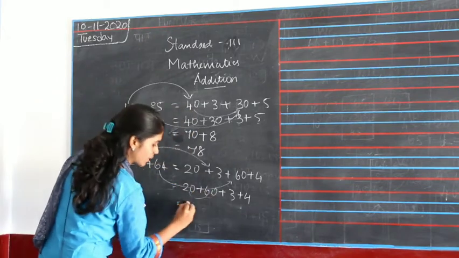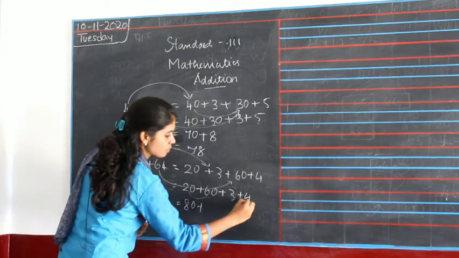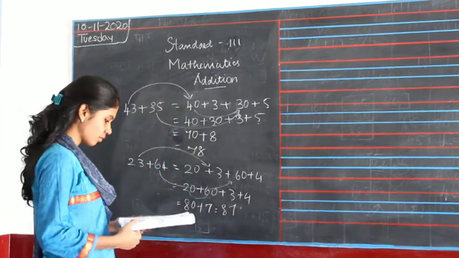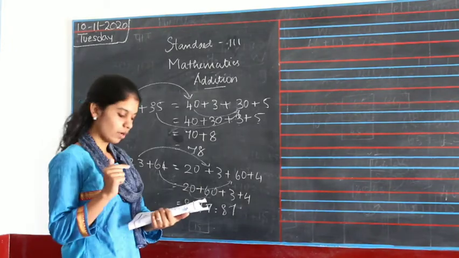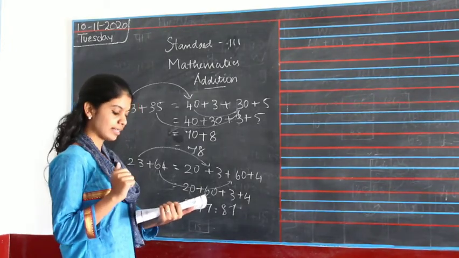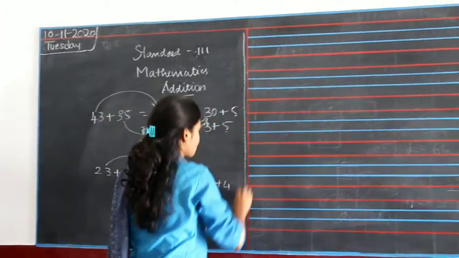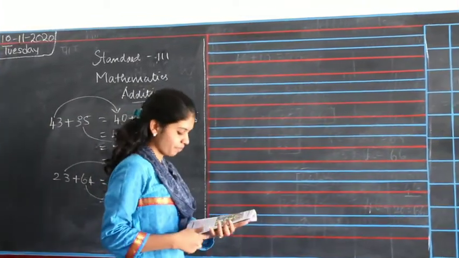20 plus 60 will be 80, plus 3 plus 4 will be 7, which is 87. Try and solve 61 plus 16 and then 43 plus 34. Now let's see a story.